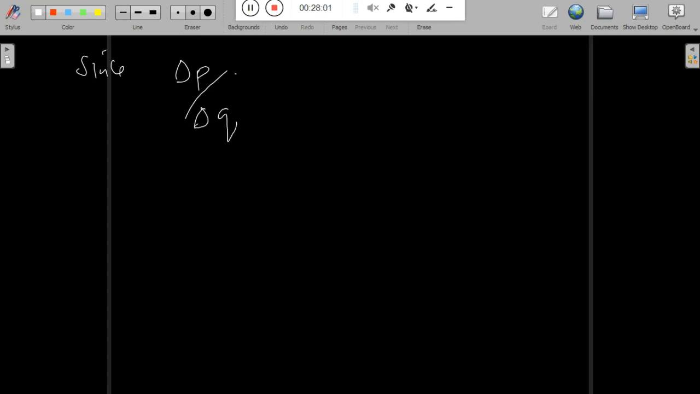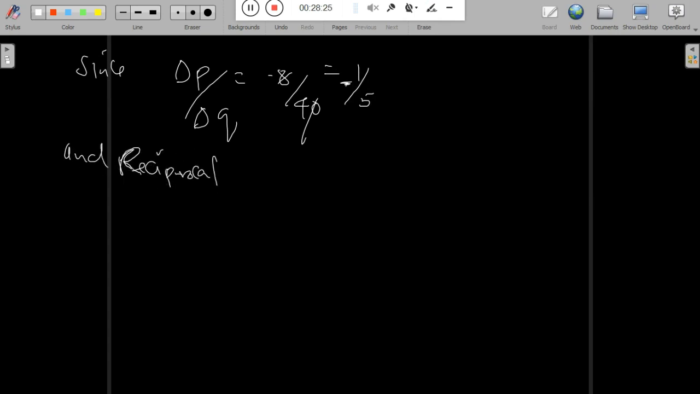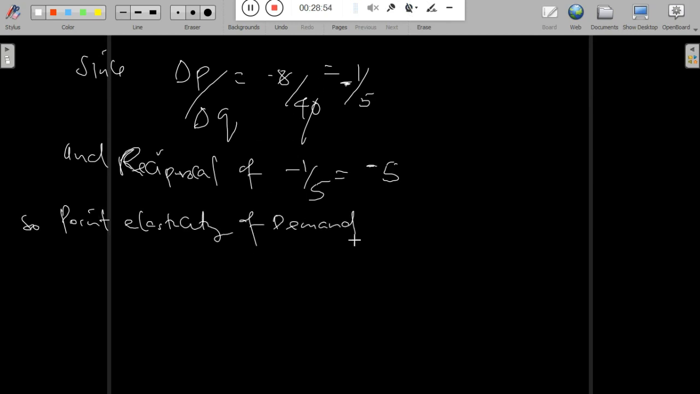So after taking that, now we need to find the point price elasticity of demand by plugging into the formula. Since we have the change of price over change of Q, that is negative 80 over 40, when you divide it will give you negative 1 over 5. And we have the reciprocal, obtained by taking 15 minus 10 and 5 minus 6, that is negative 1. So this means that the reciprocal is equal to negative 5.